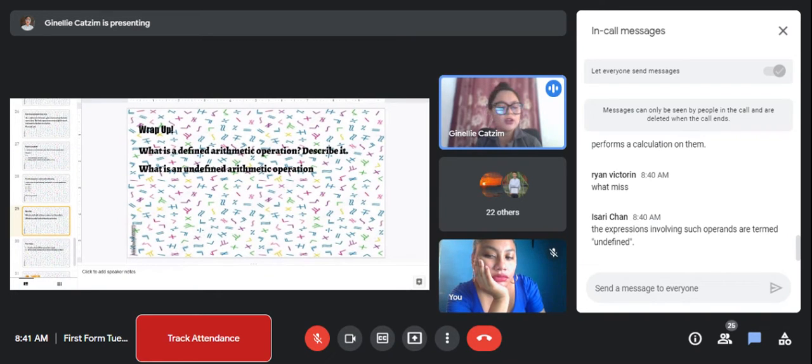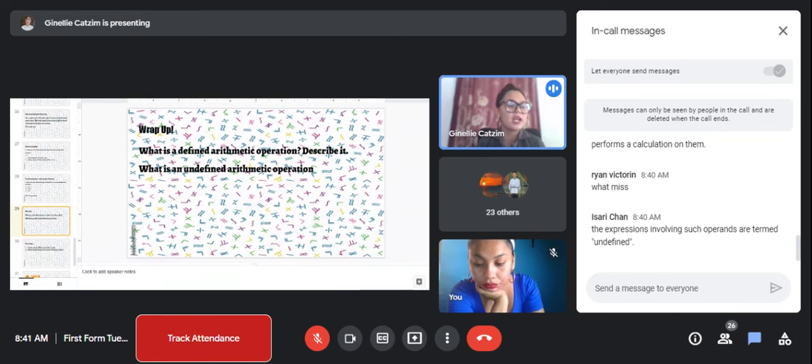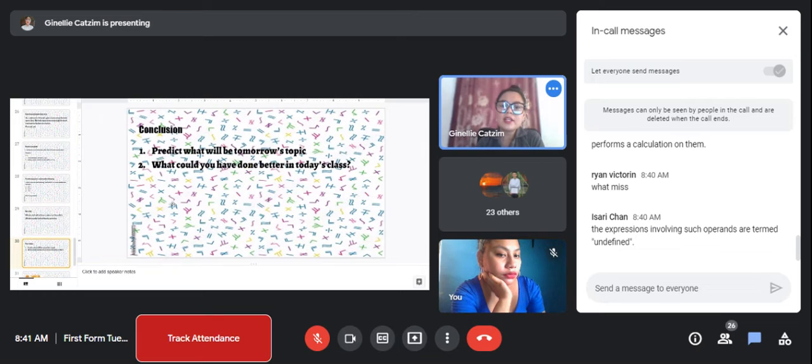There is a little information on undefined and defined on the internet, but remember, undefined are just the basic operations. They are straightforward: 3 plus 3, 4 times 2. They already tell you what you need to do. You are not combining any other operation, right? So to conclude our lesson, can you predict what will be tomorrow's topic? Let me hear your ideas. What do you think we will cover tomorrow?